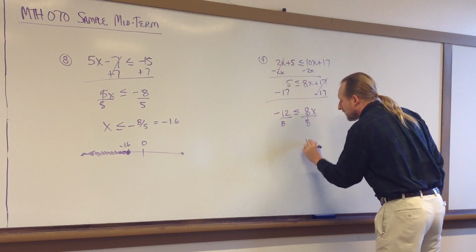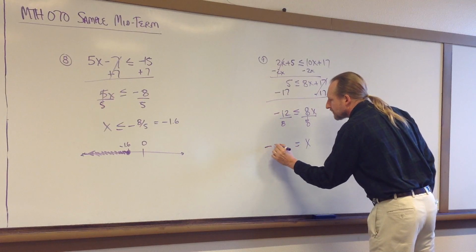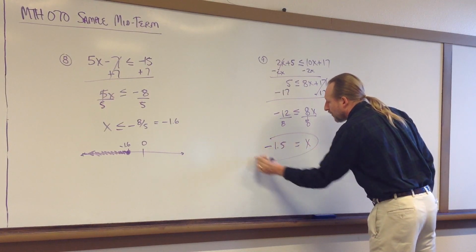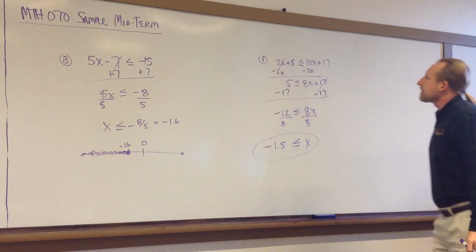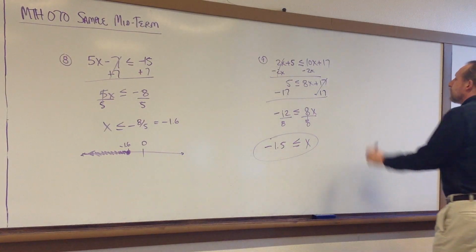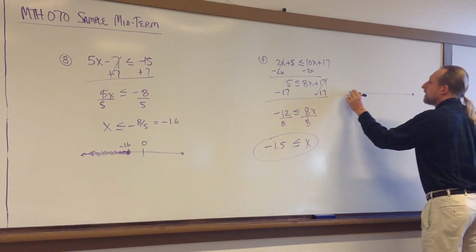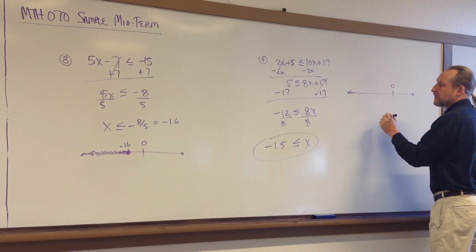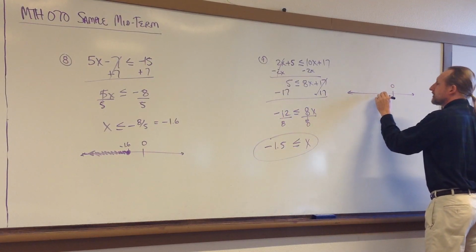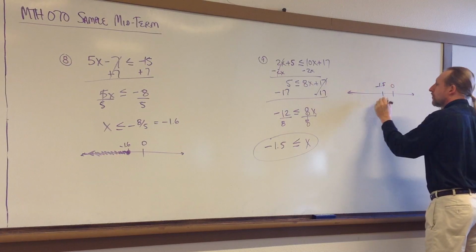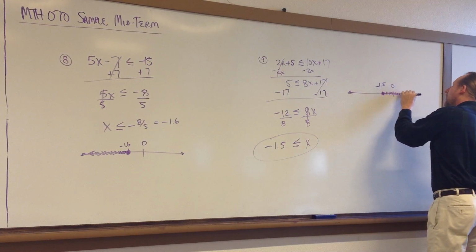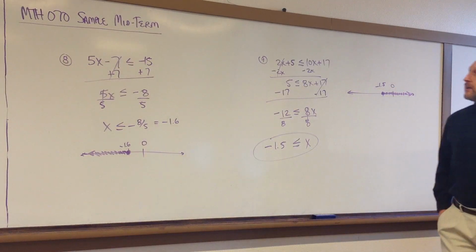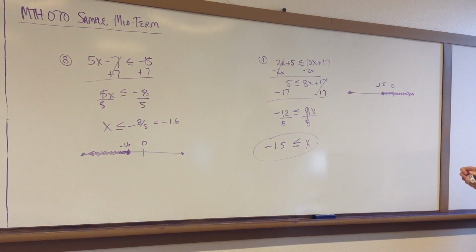Divide on both sides by 8. And this is going to be, looks like, negative 1.5, greater than or equal to. And then if we want to put this on the number line, again, very similar to that one, except in this case, the x is greater than negative 1.5. The colored in circle, and then all the numbers greater than negative 1.5.